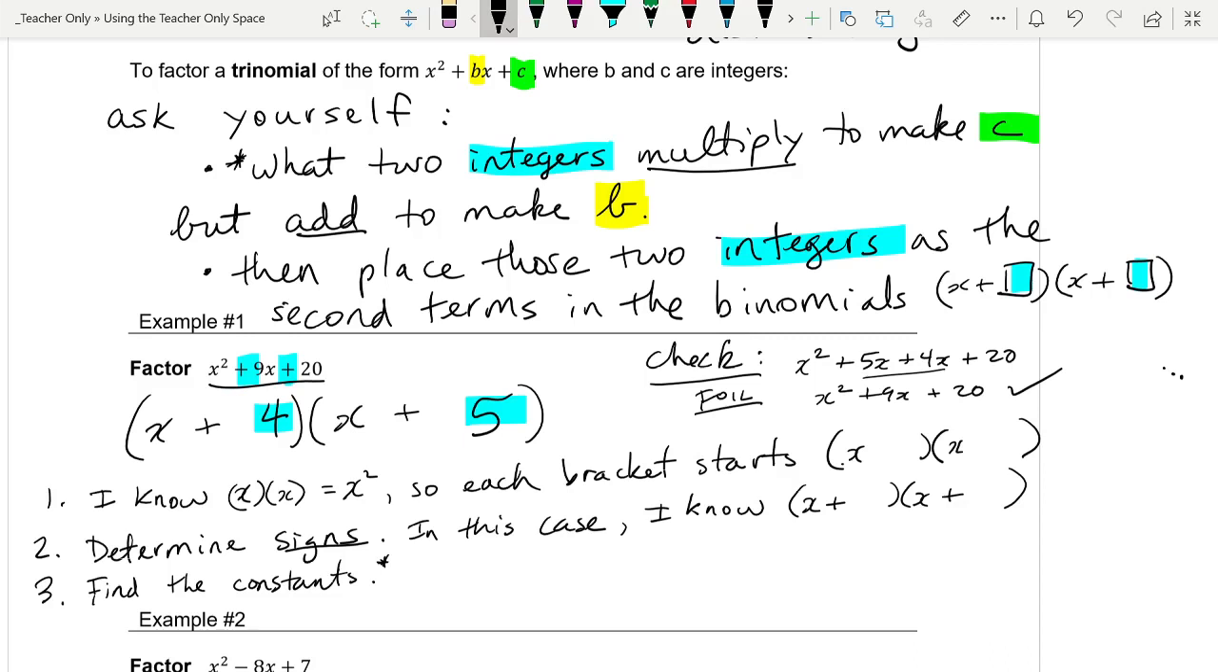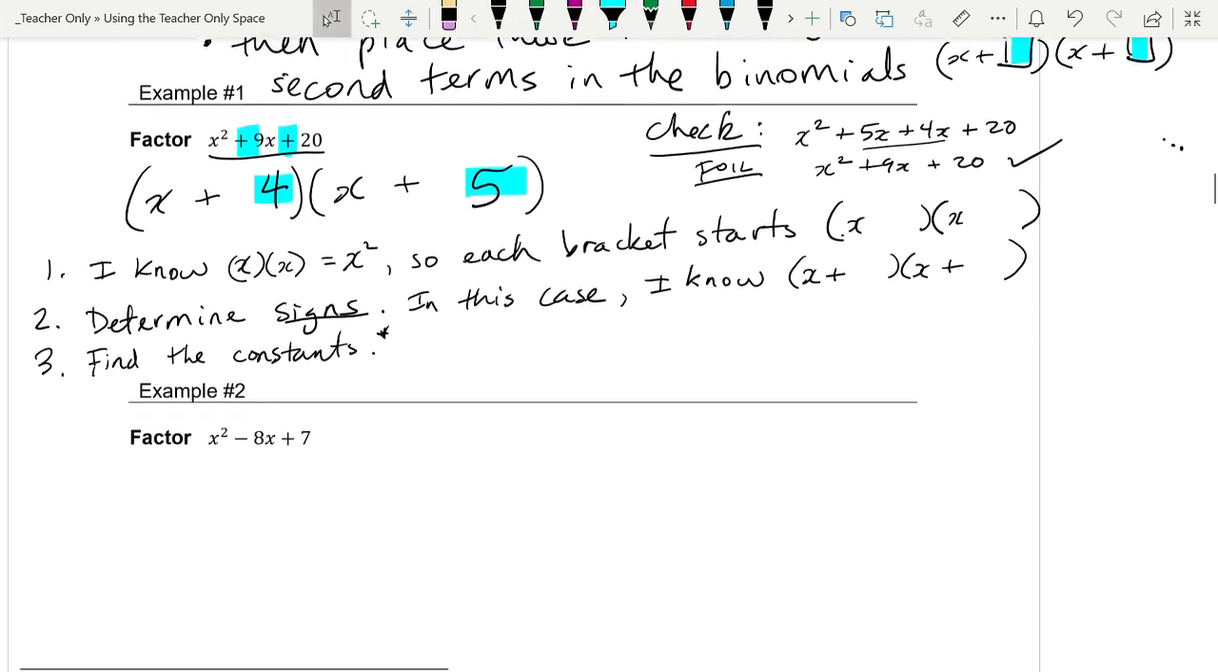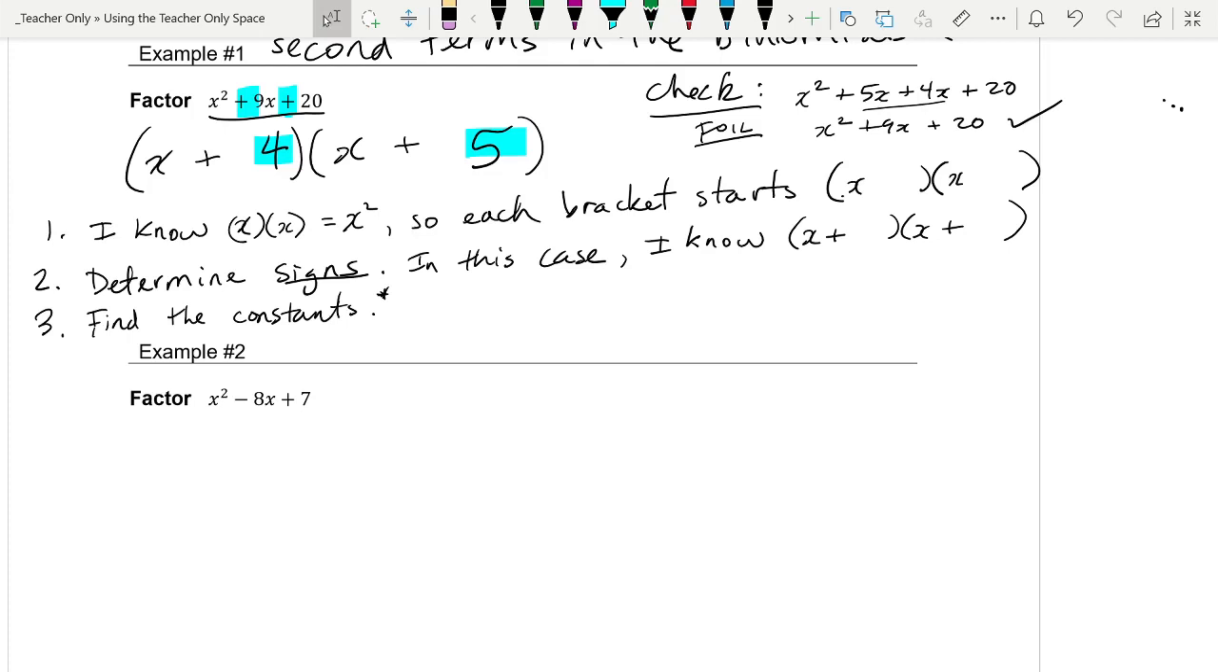All right. You only get better at this stuff by practice. So let's do some practice. Let's look at the next one. Okay, so let's run through the steps again. Step one, I know that it's x and x, because that's the only way you can multiply to get x squared.